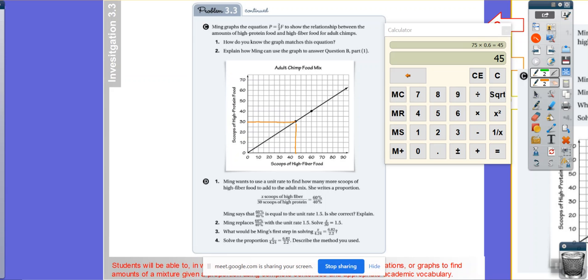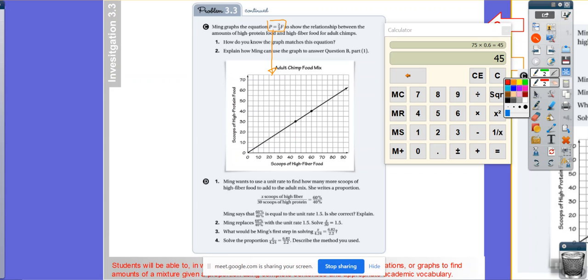All right, so how do you know the graph matches the equation? That is a very important question. I'm not being facetious. So how do we know that this equation matches this graph? Any takers on this one? Dumbledore. It shows that the protein food is equal to 2/3 of the fiber food. Okay.